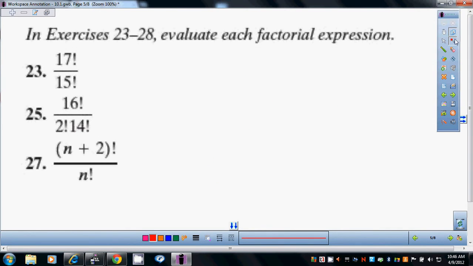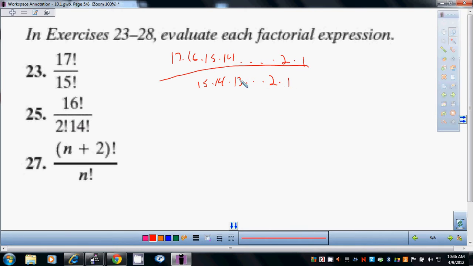Marching on. Now factorials are interesting because you can reduce them very simply. Let's look at 23. 17 factorial is 17 times 16 times 15 times 14 dot dot dot all the way to times 2 and times 1. 15 factorial is 15 times 14 times 13 dot dot dot times 2 times 1, right? Notice, everything cancels up to the lower factorial. So up to 15, everything cancels. So what's the only thing that's left? 17 times 16, which you can punch into your calculator and get.